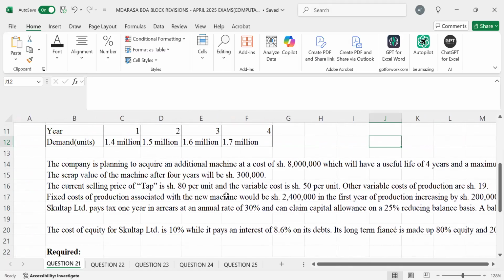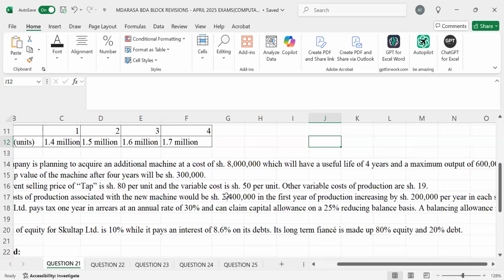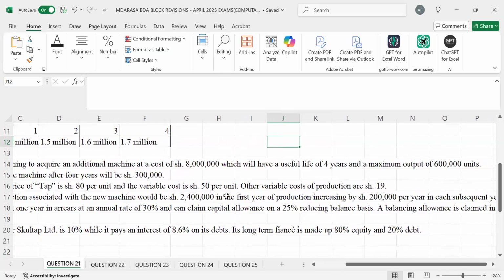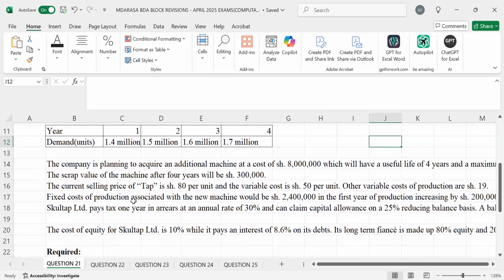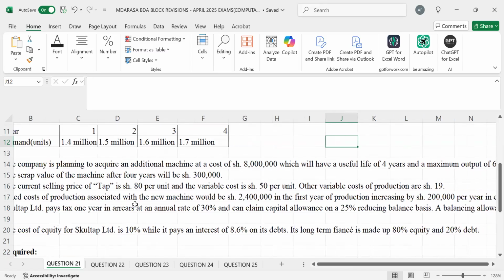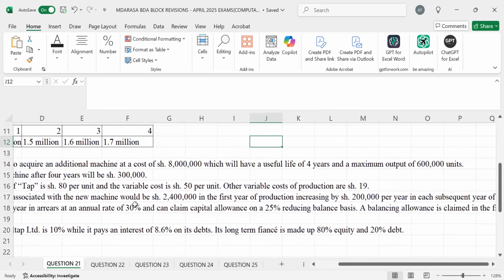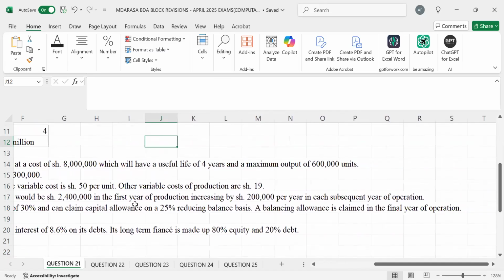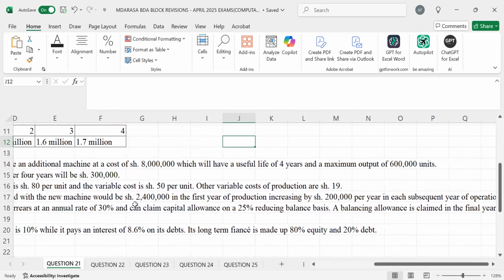Fixed cost of production associated with the new machine will be 2.4 in the first year of production, increasing by 200,000 per annum. xCELL pays tax 1 year in arrears at an annual rate of 30% and can claim capital allowance on a 25% reducing balance basis. A balancing allowance is claimed in the final year of operation.